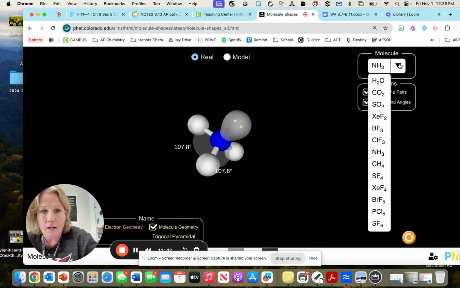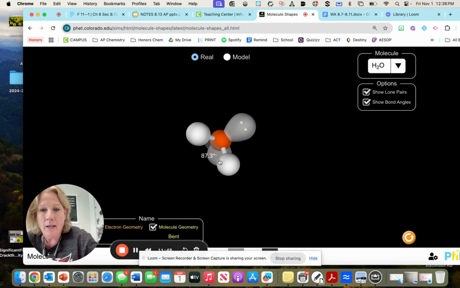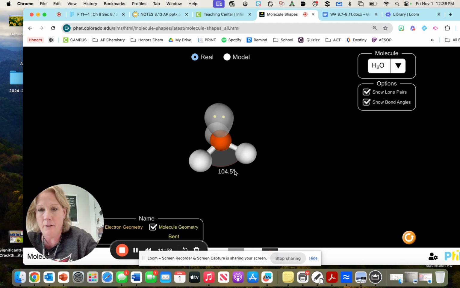And then I don't know if I have a bend. Yeah, water. So here is water. Again, it has 4 domains. It is in the tetrahedral geometry, but this is the bent shape. And again, those lone pairs are compressing, so you can see that bond angle is smaller than 109.